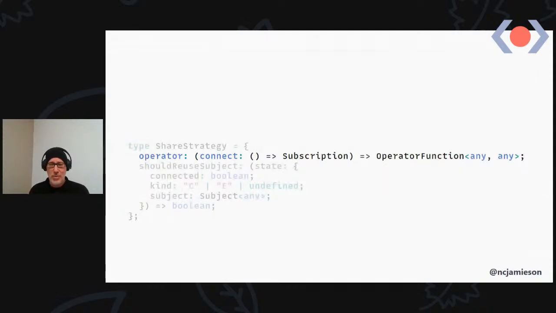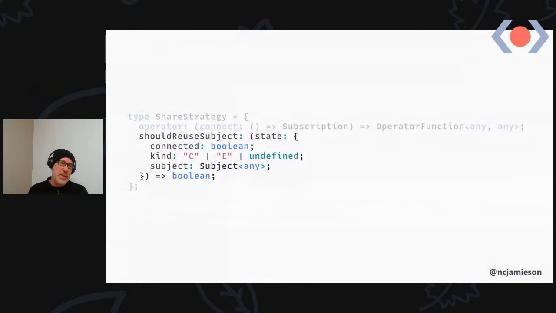It can do its own reference counting. It can do whatever it likes. And it can call connect when it sees fit. So the limited strategy will call connect once the number of subscribers that have subscribed has reached the limit. It's very flexible in terms of what you can do. The second part of it is there's an API that's used internally inside shareWith, which gets called to determine whether or not a subject should be reused. So in conjunction with passing in an operator and passing in this should-reuse-subject API, it gives a lot of control to strategies that can plug into shareWith.